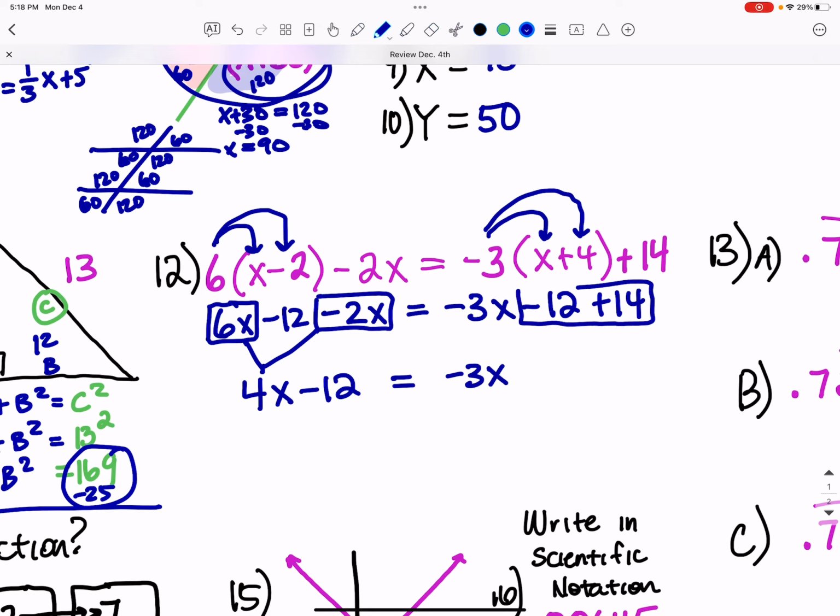But I'm not done yet. I have to plug that back into right there. 10 times 7 is 70 plus 2. So y equals 72.